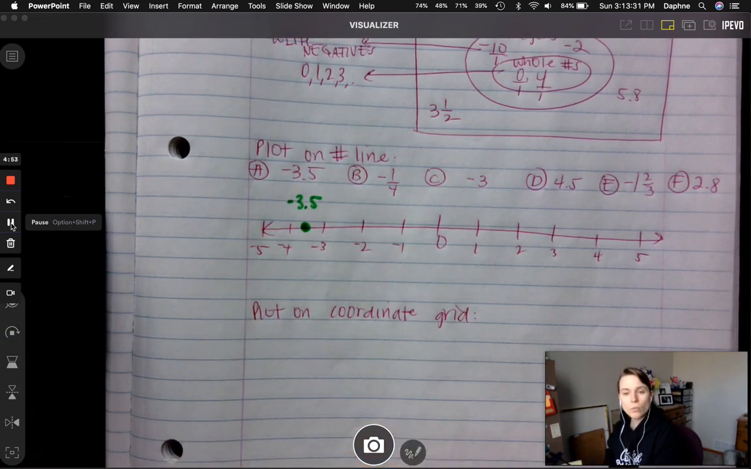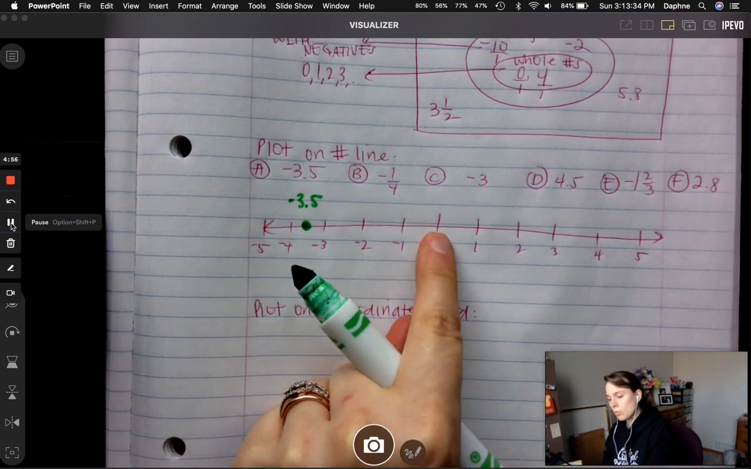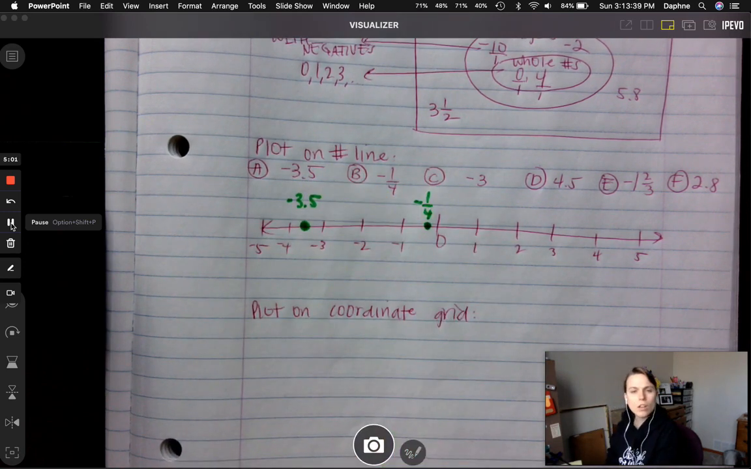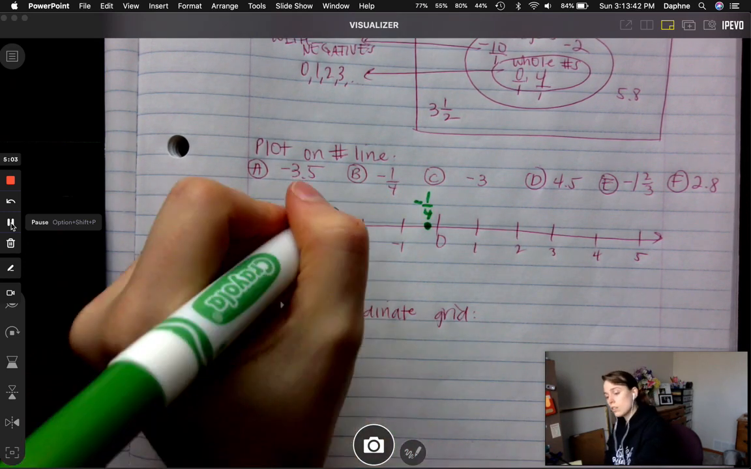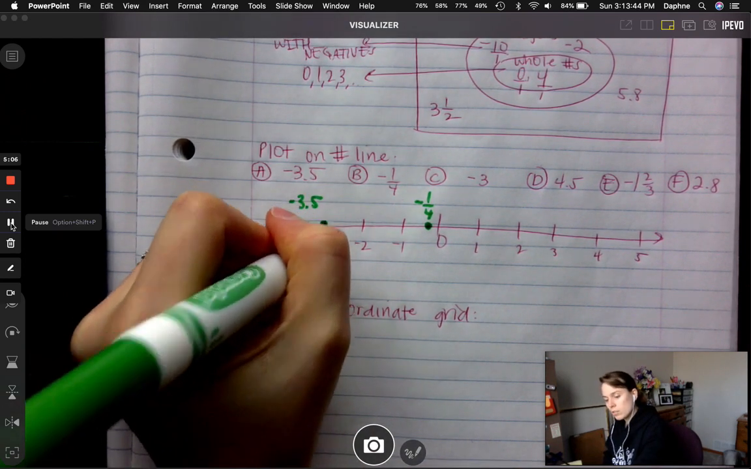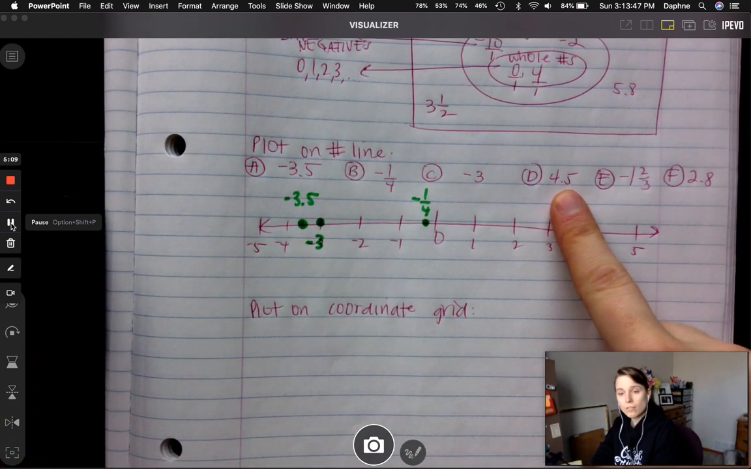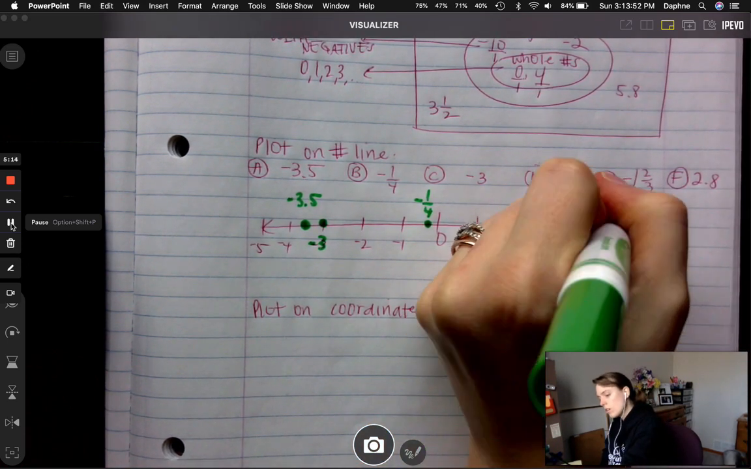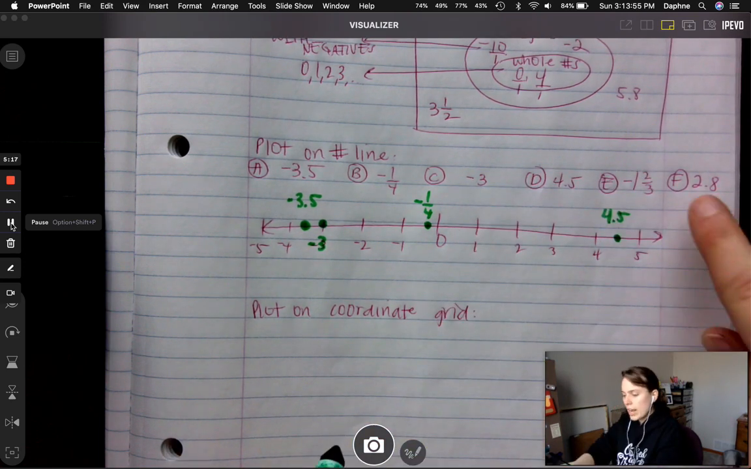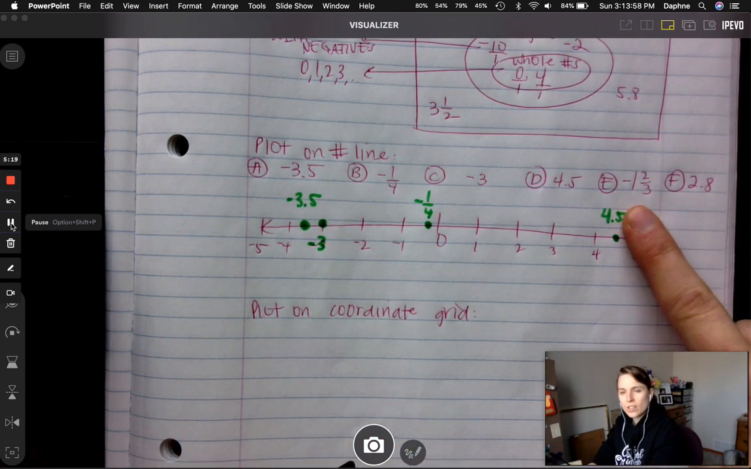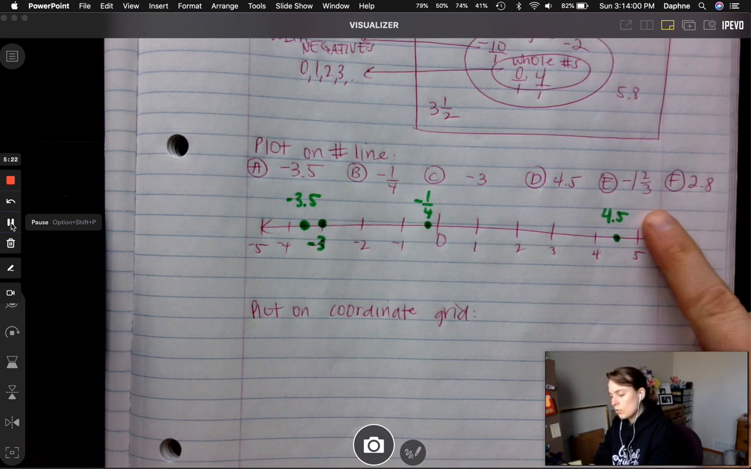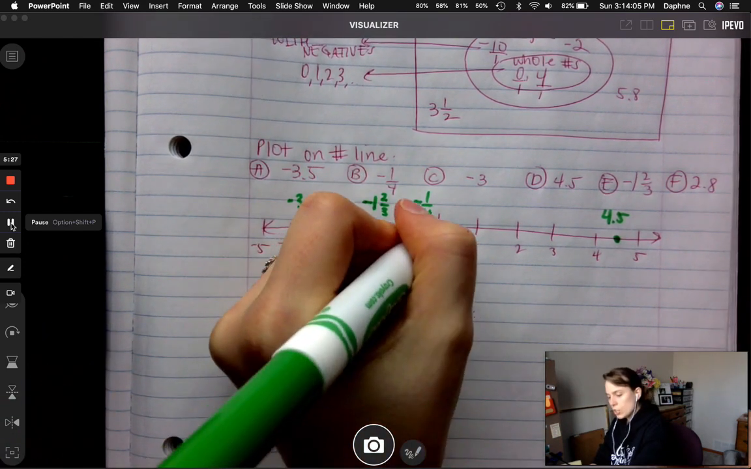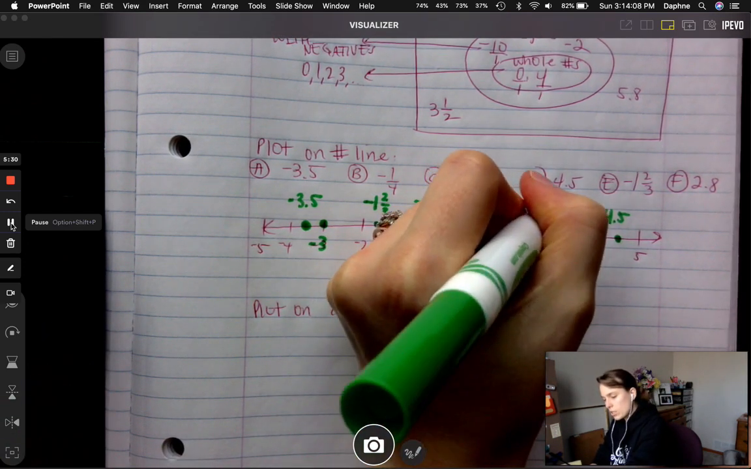Negative 1/4. Where do you think that should be? I'm going to go left 1/4. So this is negative 1/4. Where's negative 3? There's negative 3. It's already labeled. Okay. 4.5. I'm going to go positive 4.5. Negative 1 2/3. Pause the video. See if you can do these last two on your own. So negative 1 2/3 should be around here. And 2 8/10 is about here.